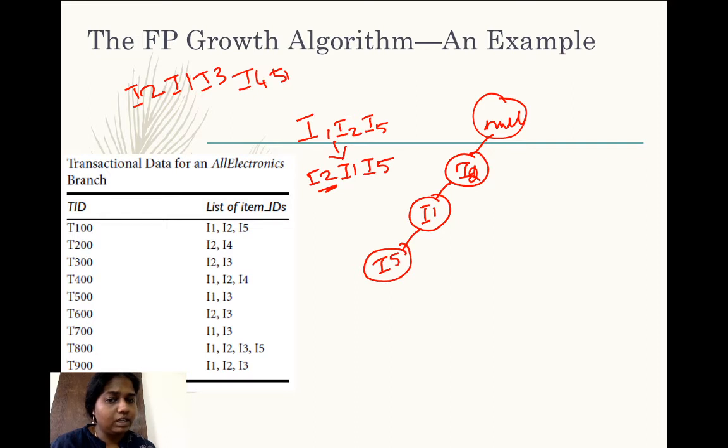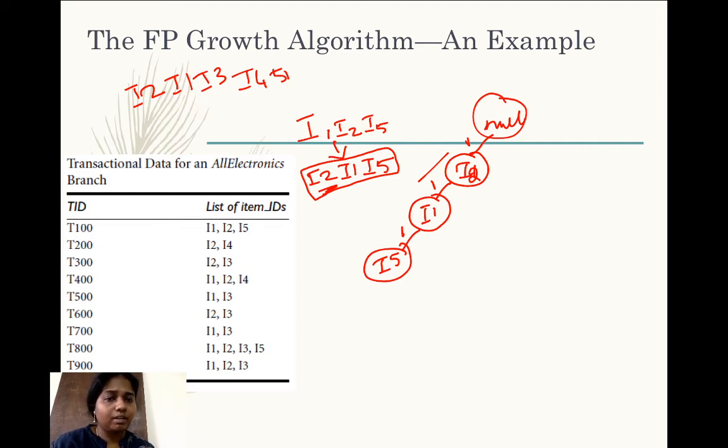So all the list of items which are in my first transaction, I have ordered them based on their support value, and that I have added into the tree. Now once I add them into the tree, I am going to give weightage to the links. This is going to become 1 and this is going to become 1. Okay, now this is where I am done with my first transaction.